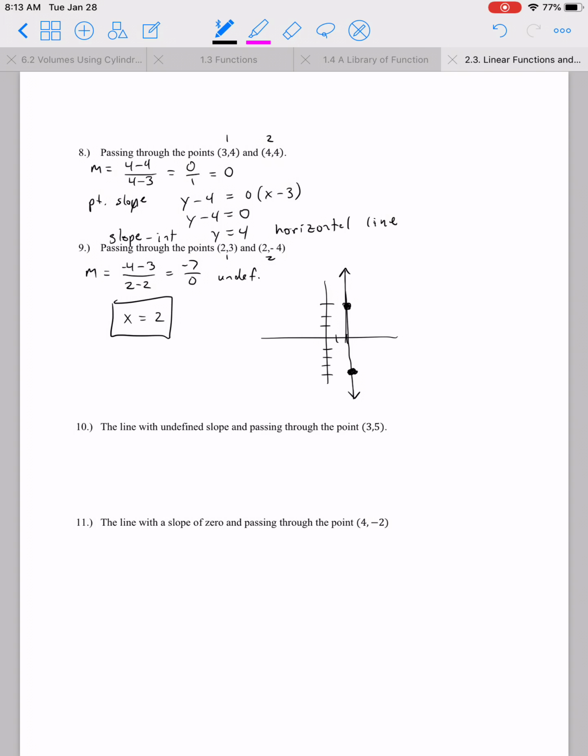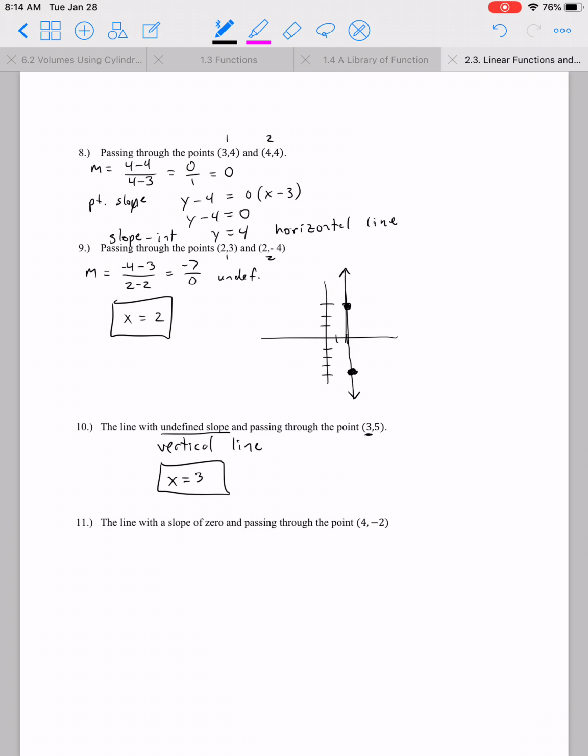So like here, the line with an undefined slope and passing through the point 3, 5. This is undefined, therefore it's vertical, which means it's x equals something, and it has to be x equals 3 because it's going through there. So this is a vertical line because it's an undefined slope, and it has to be x equals 3 this time because it's going through the point 3, 5. It's going through the points 3, 5 and 3, 6 and 3, 7 and 3, 1 and 3, 0 and 3, negative 100. Everything it's going through has an x equal to 3.